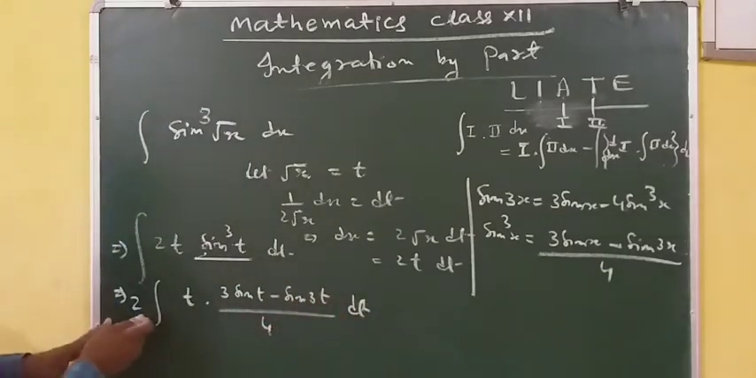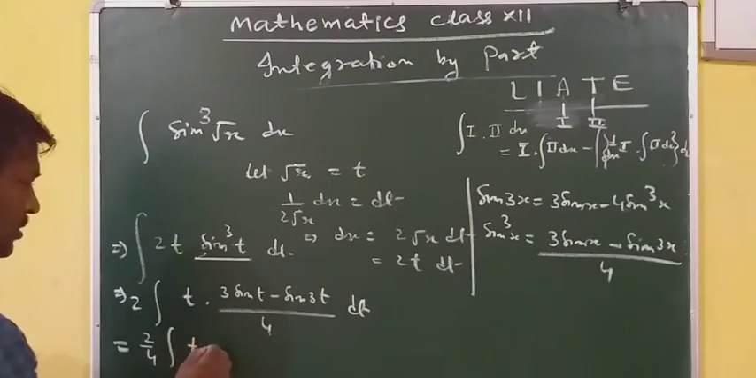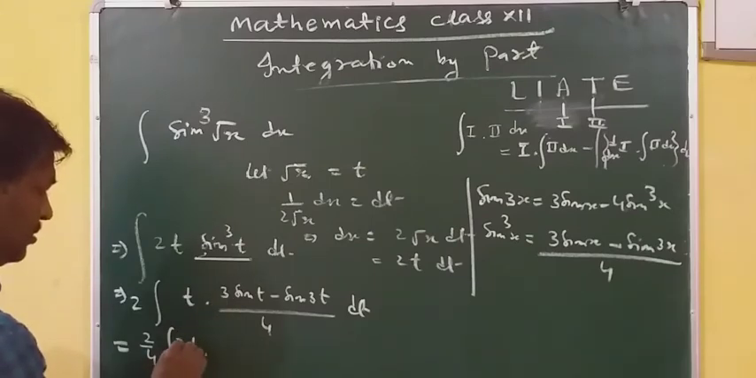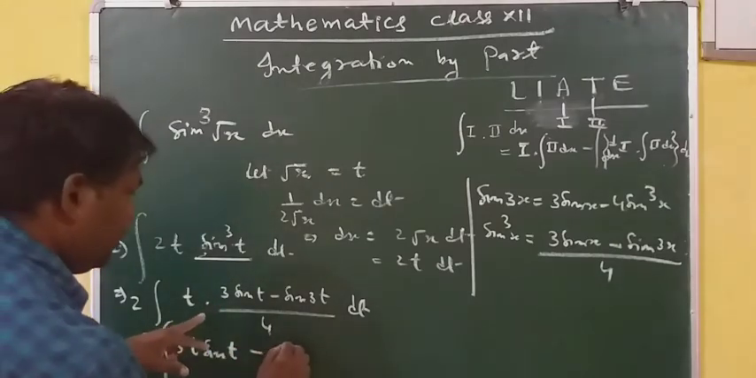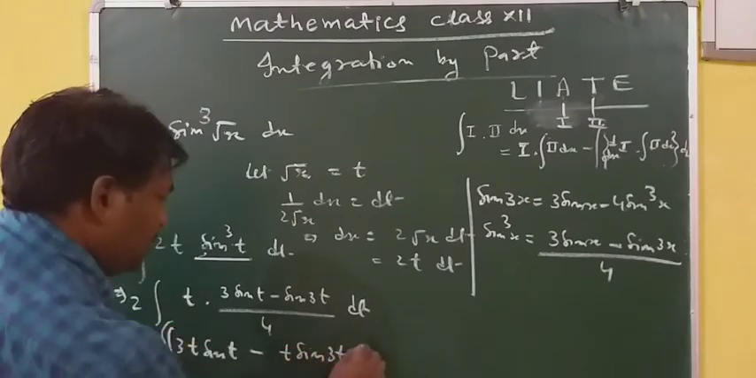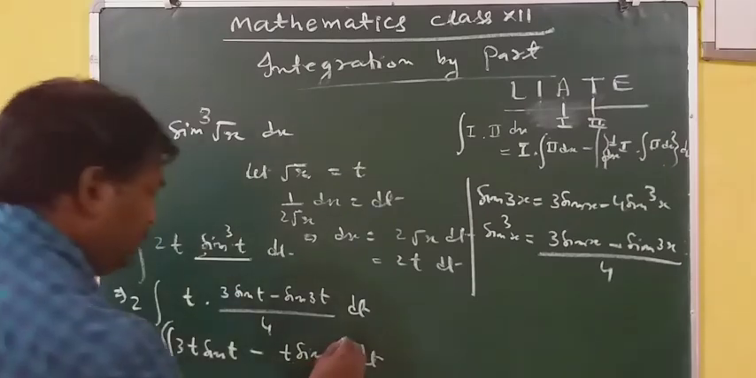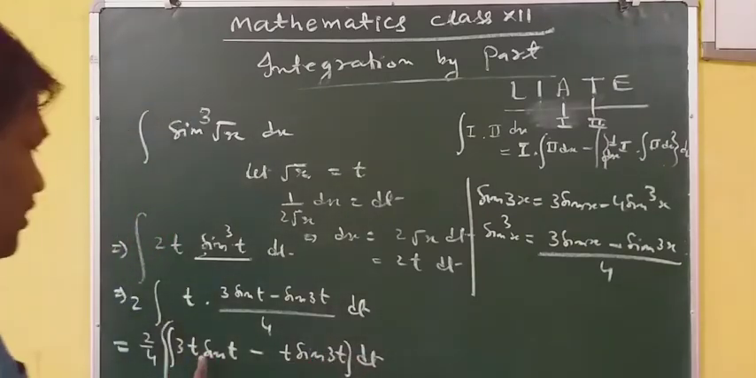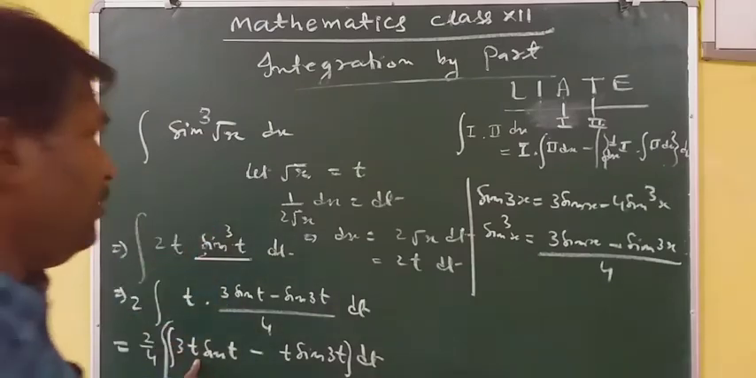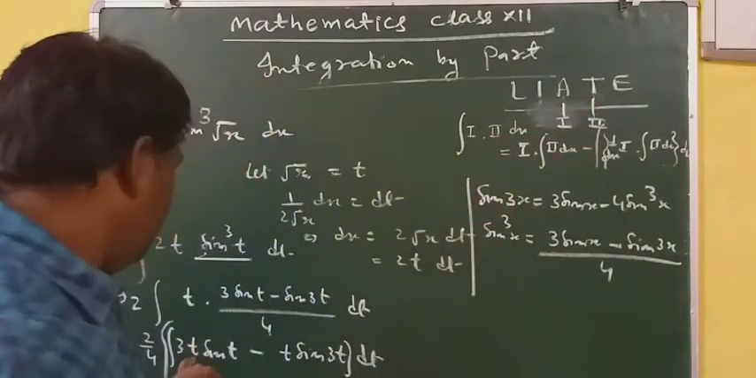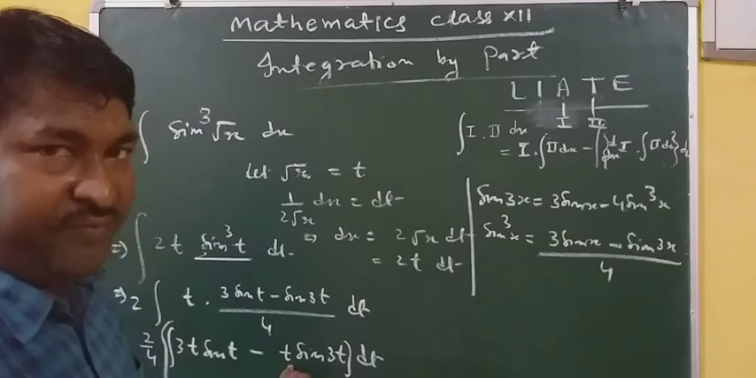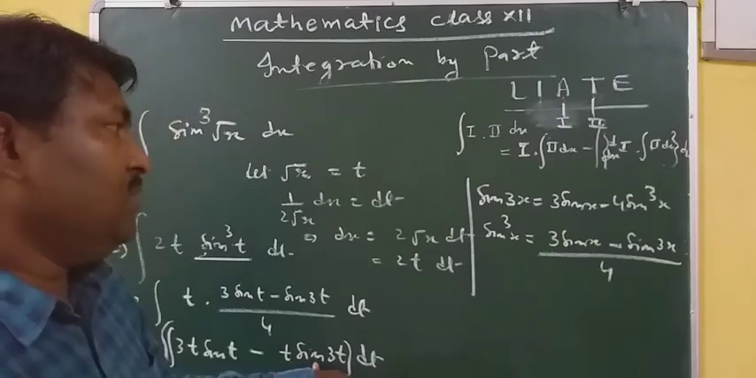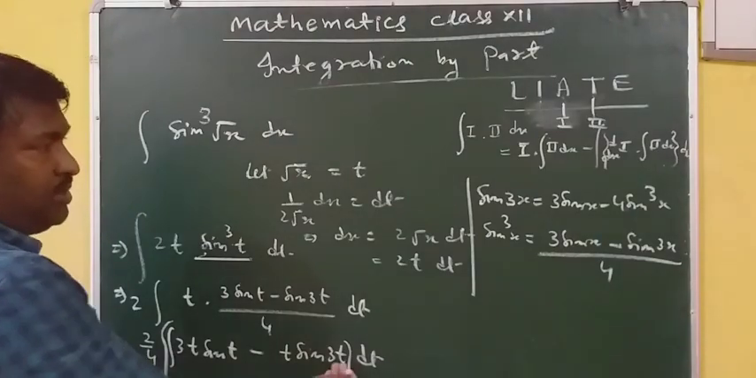This dt. This 4 also can be taken out. So 2 by 4 integration of t into 3 sine t minus t into sine 3t dt. Like this. So see here, t sine t we have already done in the previous question, trigonometric and algebraic. So this algebraic function as first, trigonometric as second. Here also this is the first function, this will be taken as second function. So you can apply here, now it is quite easy to solve.